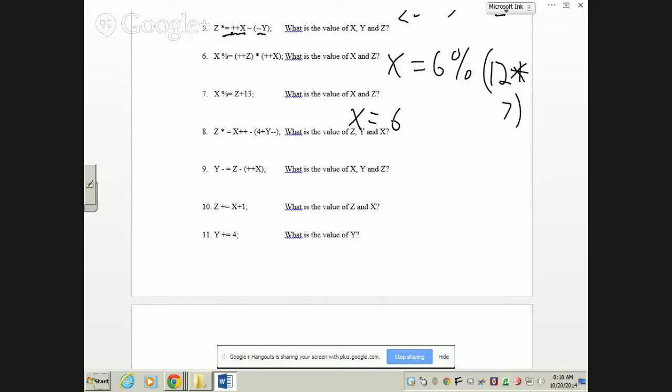No, that is the new value of x. So x is 6. z is 12. And what's y?